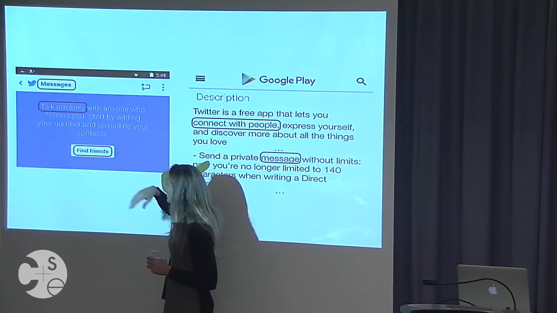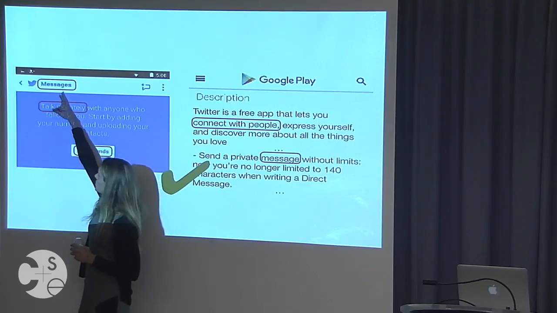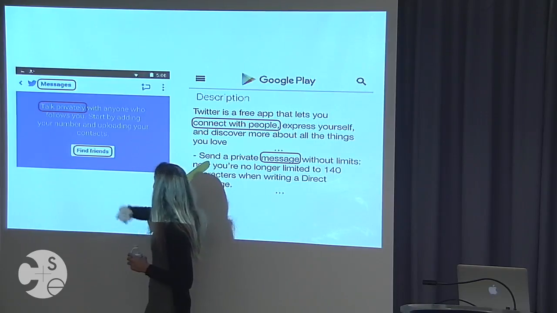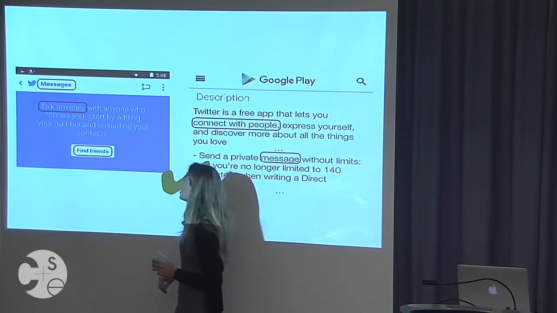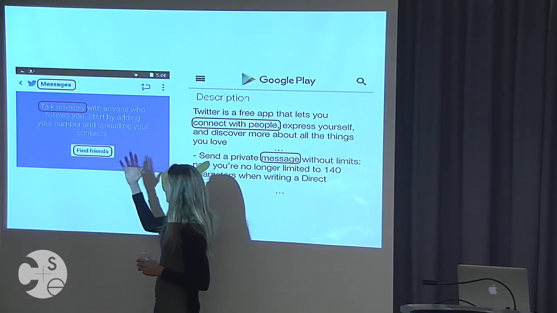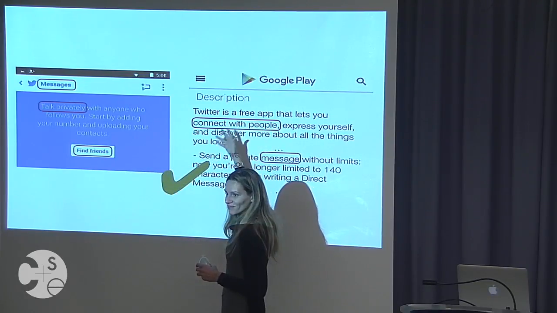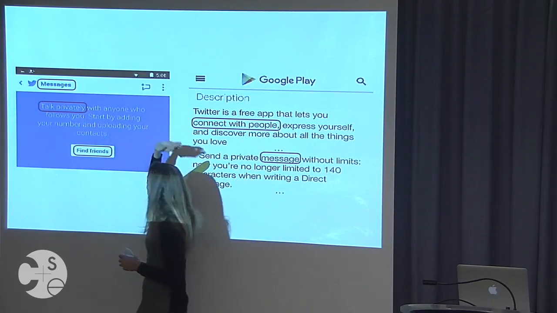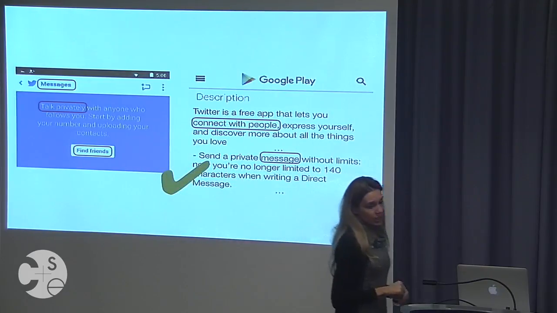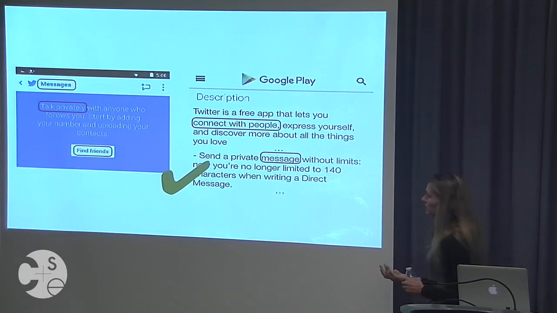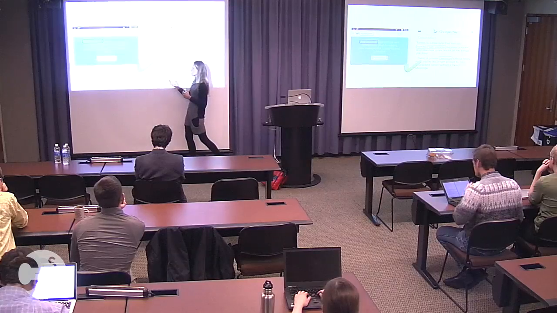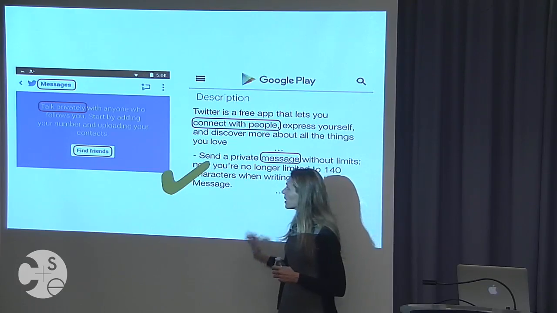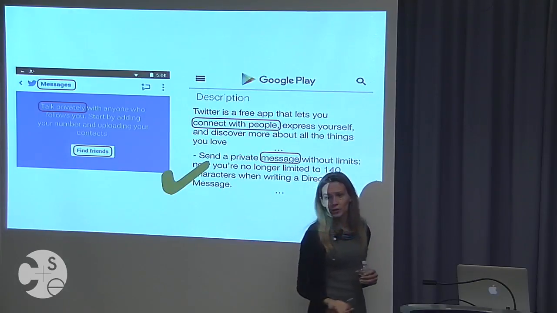If you look at an extract of the user interface, there is a button on the menu on top that says messages, and that is something that is indeed mentioned. It talks about finding friends, and somehow it's related to connecting to people, or talking privately with anyone. Again, it connects to the same thing. So in this case, there is a match between what is described in the description that you find on Google Play and what the user interface looks like.